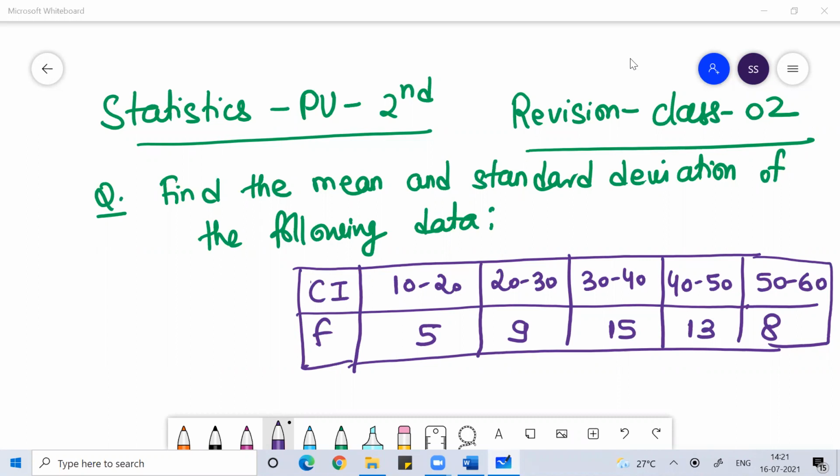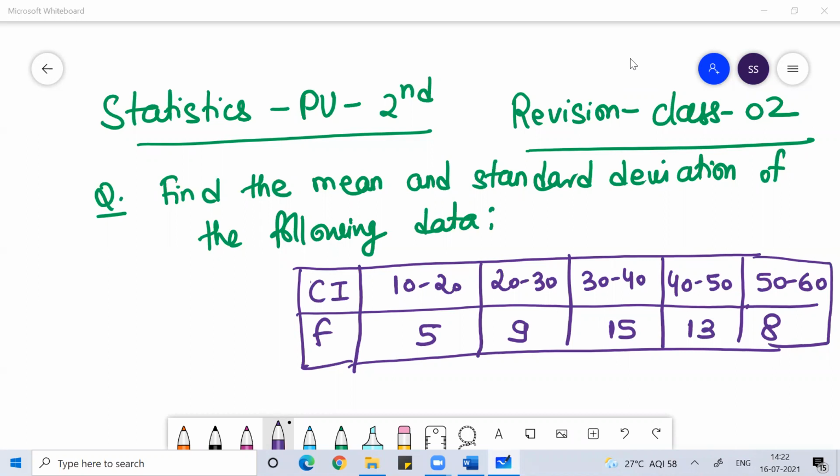We are discussing the concept of statistics, which we already studied in class 11 or in PU first. A few basic problems are given, which we are going to discuss right now. We have done a couple of problems in the last class, and continuing our discussion in a similar manner, we'll do more problems in today's class.